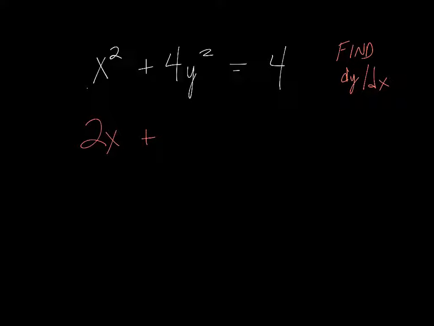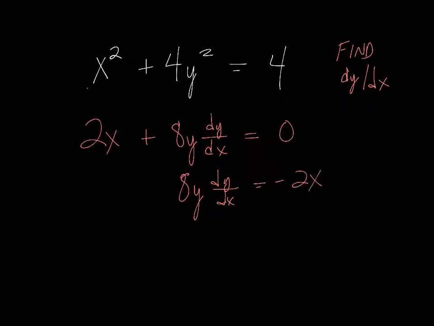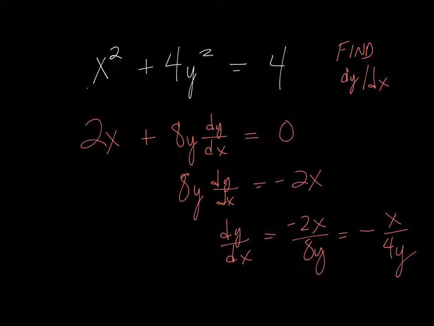I would treat 4y squared like it's an x thingy, giving me an 8y, but then I have to throw in whatever dy/dx is. And the derivative of a constant is always just going to be 0. So that means I can solve this for dy/dx. So 8y dy/dx would equal negative 2x, which means dy/dx is going to be minus 2x per 8y, which is just going to be a minus x per 4y. And that would be the dy/dx of that equation. All right.